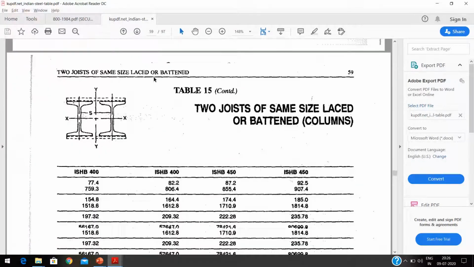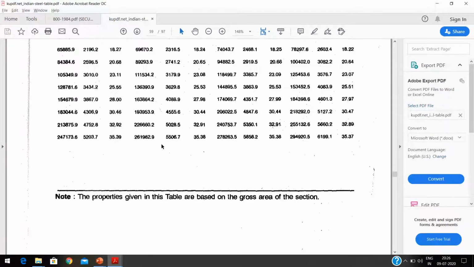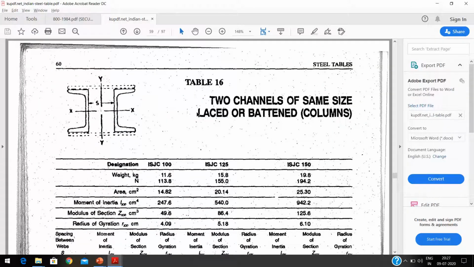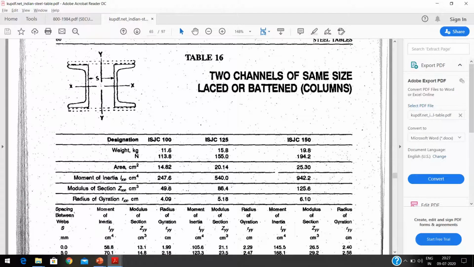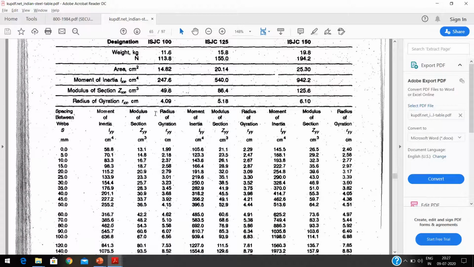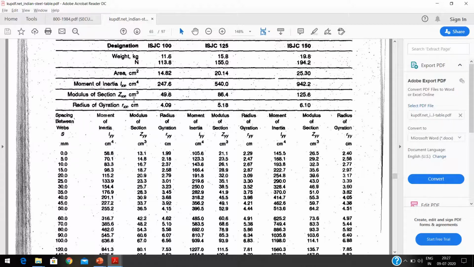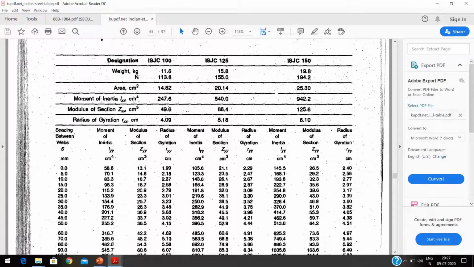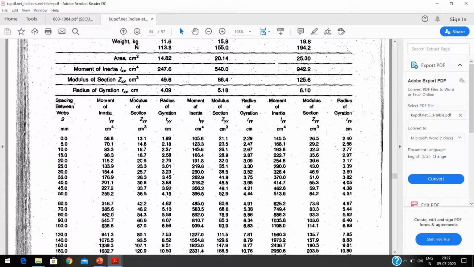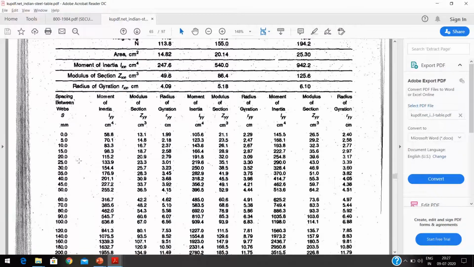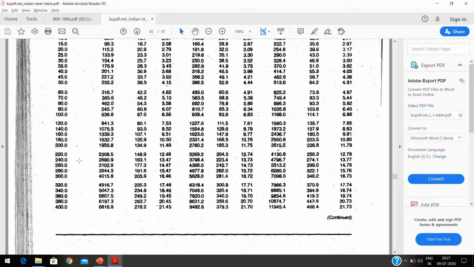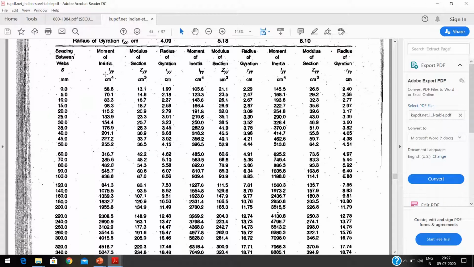While designing the beams or columns, you will come across all these things, and in this way these two channels are back to back, and these are laced or battened. Here you will find all the properties of this. So for this ISGC, what is the weight, area, all things are mentioned over here. And this is about the spacing between plates, so how the spacing increases or decreases. In that fashion we will get all these properties, that is, these properties are going to change.